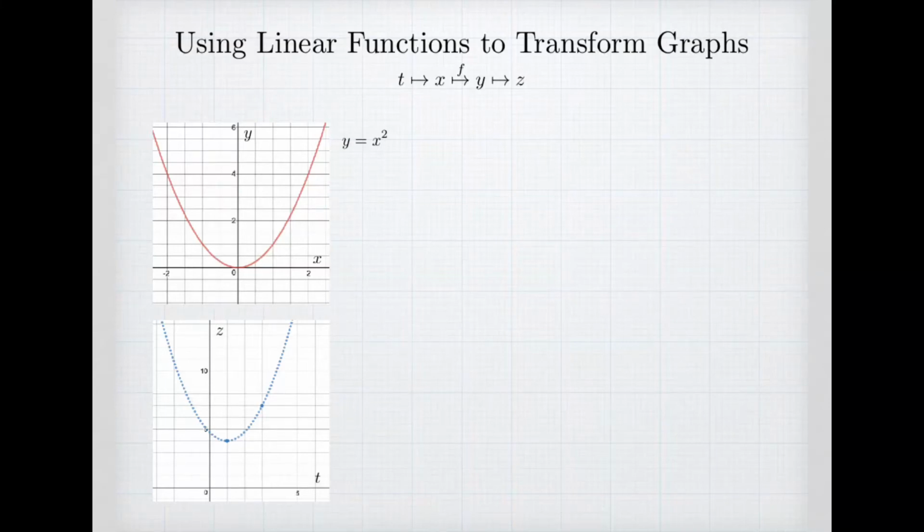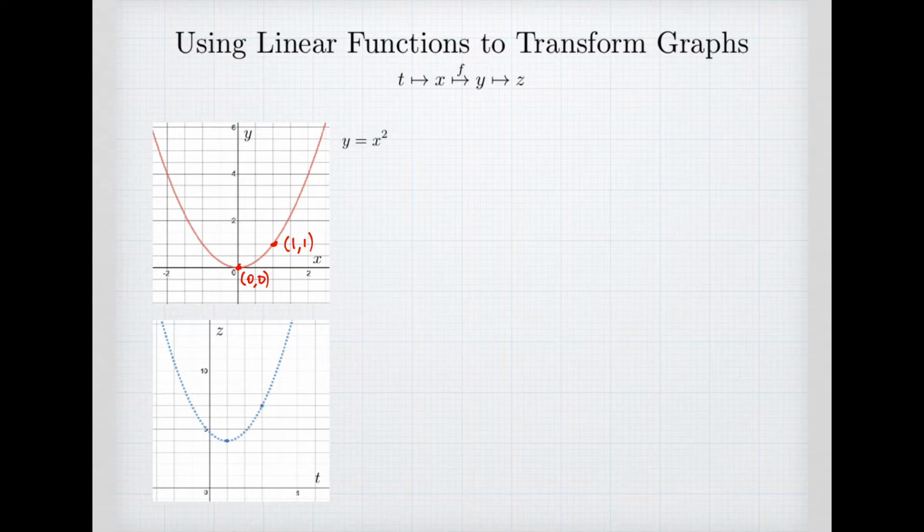In this video, I'm going to demonstrate how to use linear functions to transform graphs. We know that the graph of a parabola, y equals x squared, has a certain shape. We even know some of the points that it goes through. For example, we know that it goes through the point (0, 0), that's its vertex. And another common point that we might know is it passes through the point (1, 1). Of course, there are others we could use, but those are two of the most common points.